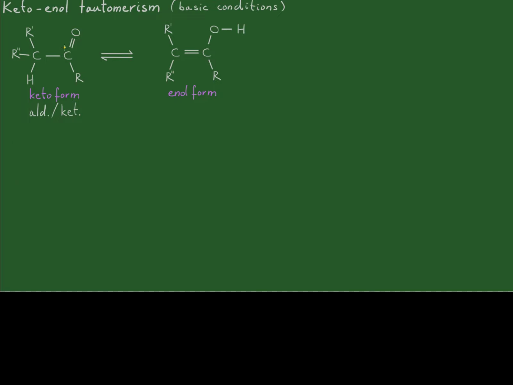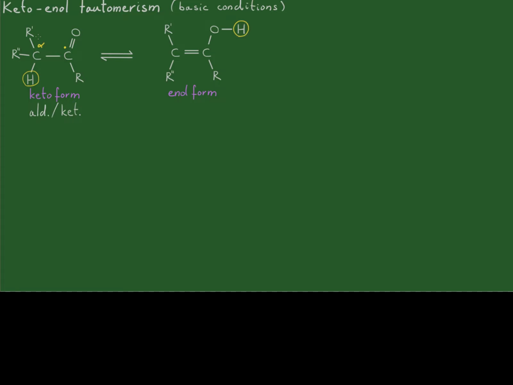Well, this carbon here with the yellow dot, that is the carbonyl carbon. The one next to it is an alpha carbon. Any hydrogen attached to it is referred to as an alpha hydrogen. So generally speaking, as we go from a keto form to an enol form, the alpha hydrogen will end up over here attached to the oxygen.